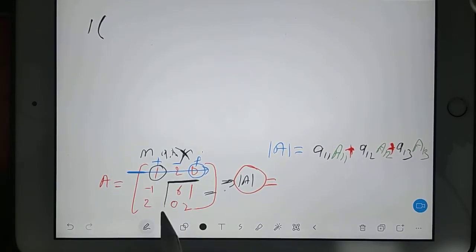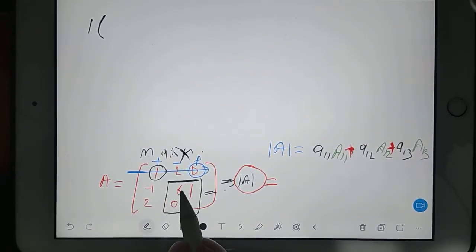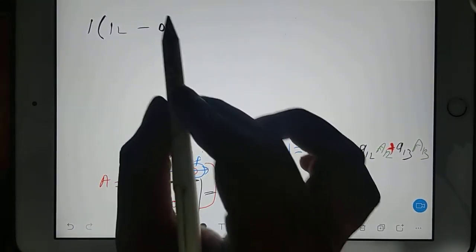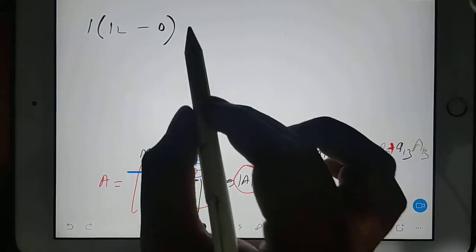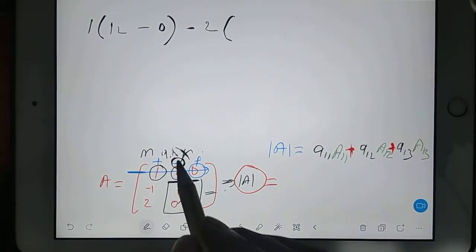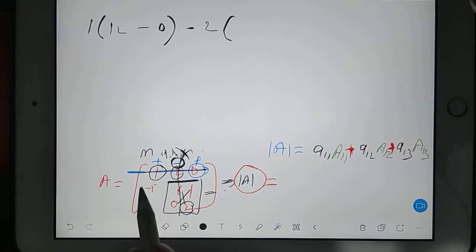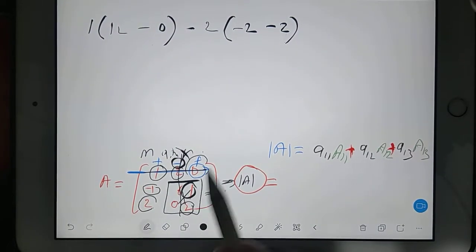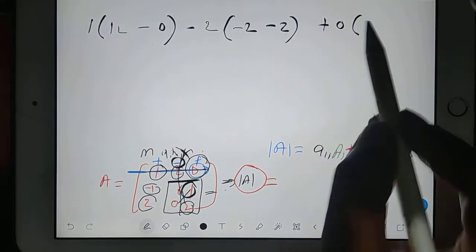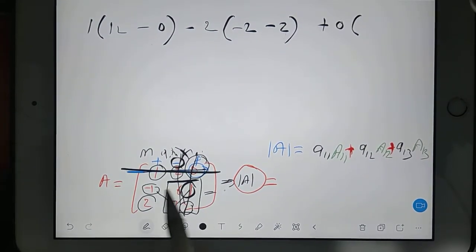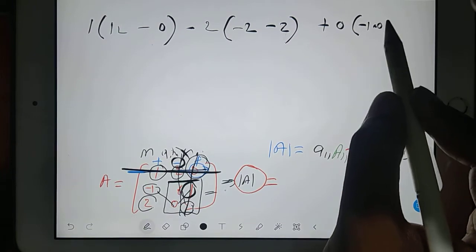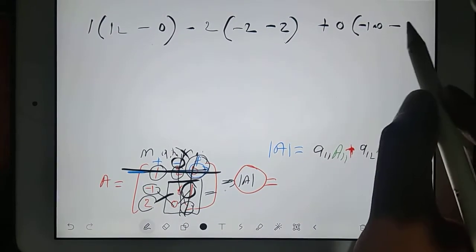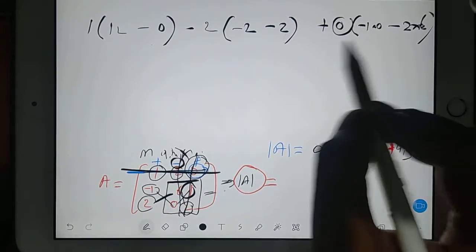In the bracket, these 4 elements. So 6 into 2 is 12 minus 0 into 1 is 0. Then go for 2, but with a minus sign. So minus 2, bracket. Leave this, multiply this 2 with this minus 1, so this should be minus 2. Then multiply this 2 with 1, so minus 2. Again, the last 0 is remaining, so that 0. Bracket. Leave this, multiply minus 1 into 0, it will be 0. And then 2 into 6. Anyway, because 0 is already there, no need to bother about this term.